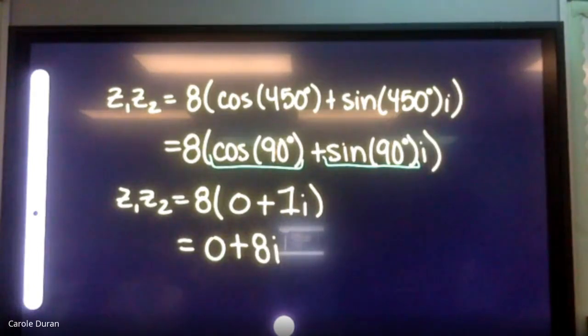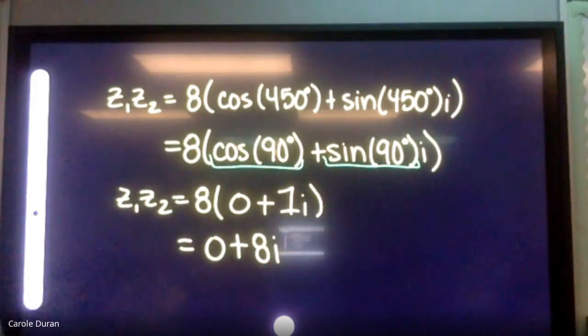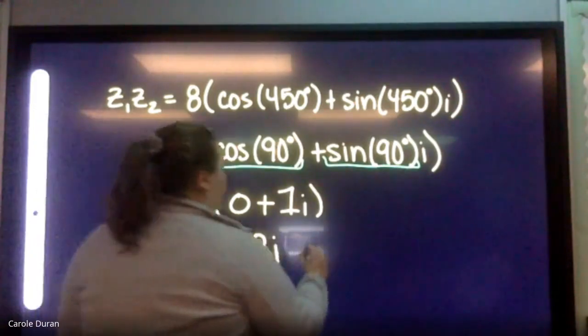If I have 0 plus 8i, do I have to leave the 0 in there? No. So what would this also be equivalent to? 8i. Just making sure you guys know they are the same.